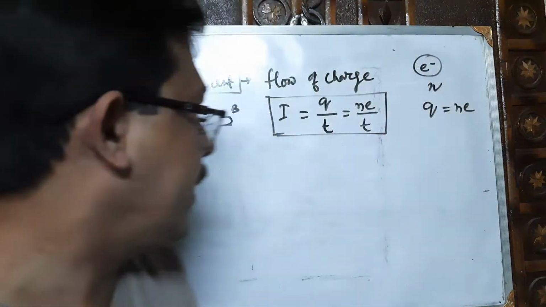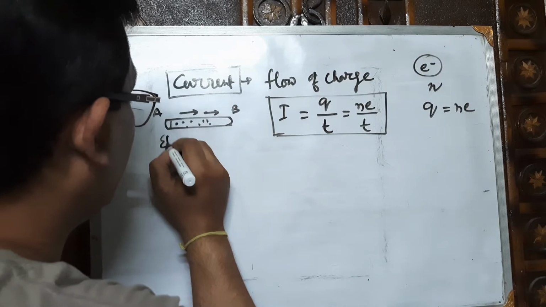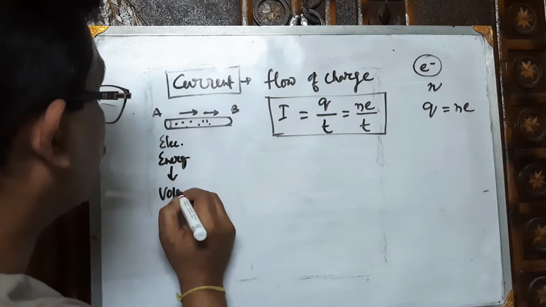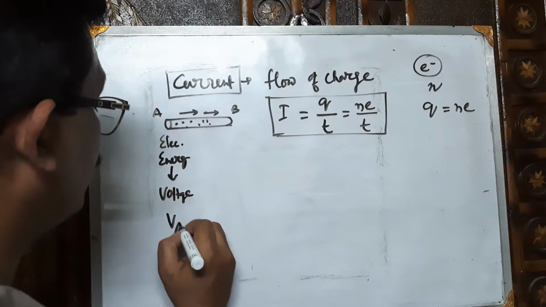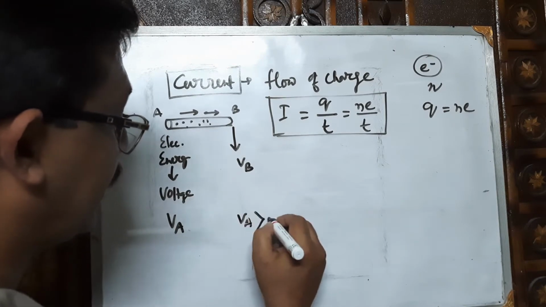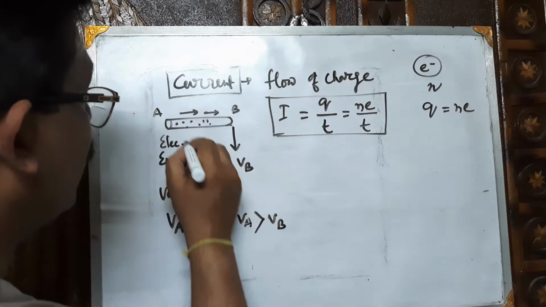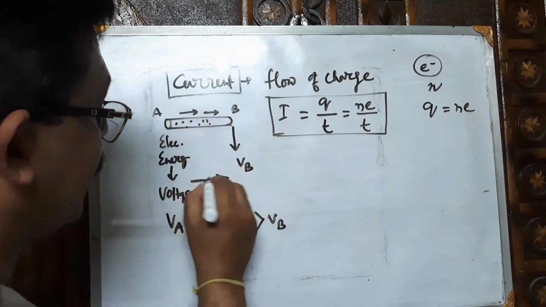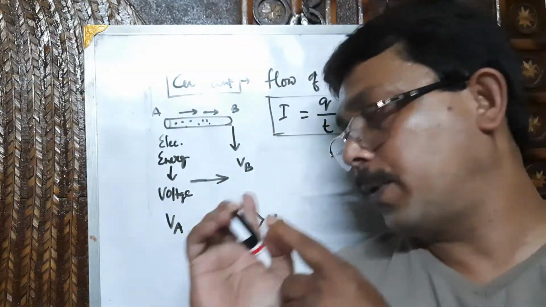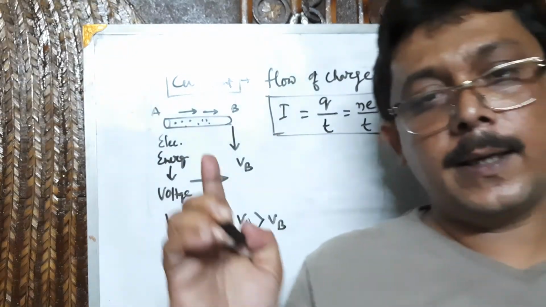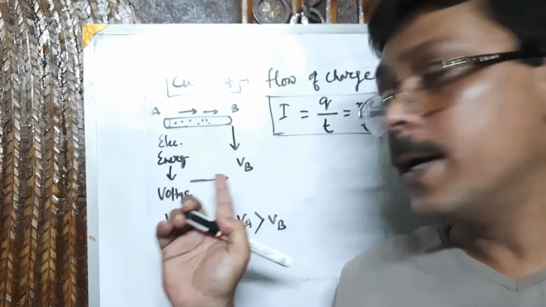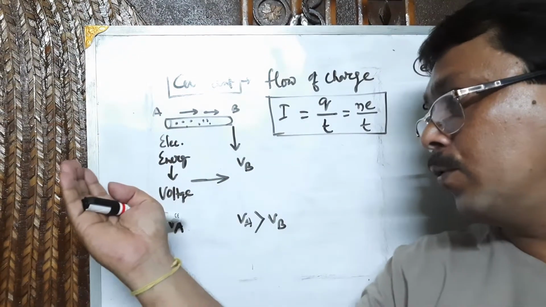That means at this end you have to put some electric energy at this point, that is called the voltage, and this voltage at the A end is VA. Same way voltage at the B end is VB, and when this VA is greater than VB, then automatically electrons will move from the higher energy to the lower energy level. That means until and unless you set up the potential difference, that is the energy difference, at the two ends of the wire, the electron will not move. And whenever you set up this potential difference at the two ends, due to this potential difference, electrons will move from one side to the other side.